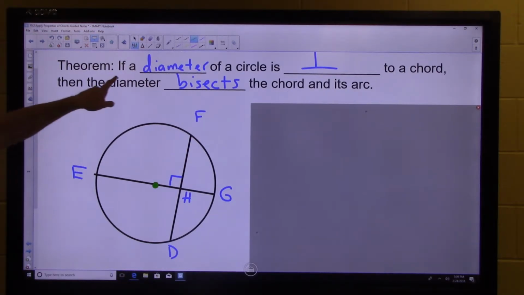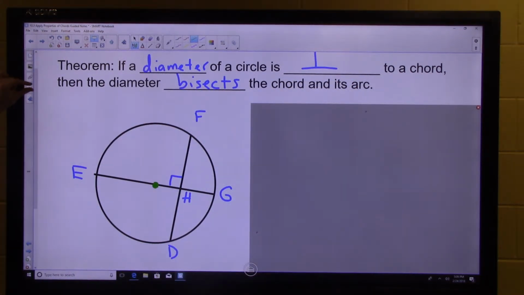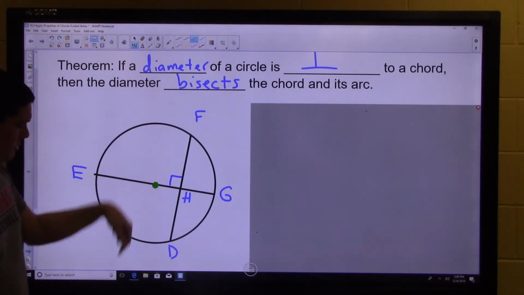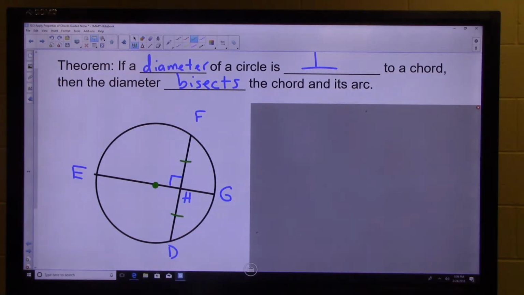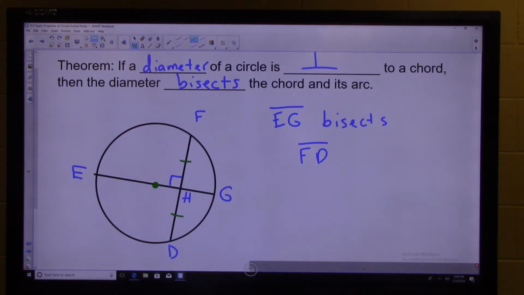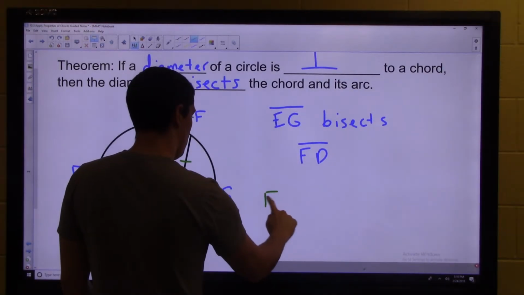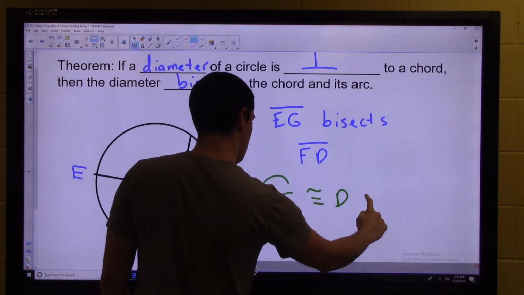So what this theorem is telling us is if we have a diameter that's perpendicular to a chord, then what can we say is happening? What does the diameter do to the chord? Well, it's going to bisect it. All right? So therefore we know this has to be congruent to this. So therefore we know EG bisects segment FD. It's also going to bisect the arc as well. All right. So what we also know is that arc FG is going to be congruent to arc DG.